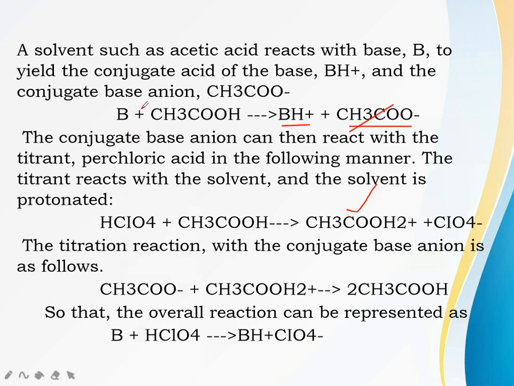Acetic acid sometimes will be reacted with the base and you will get a conjugate base anion, and some of the acetic acid is reacted with the perchloric acid to give the protonated solvent, and this protonated solvent and conjugate base anion will combine together to give acetic acid, that is, two molecules. So the overall reaction can be explained as B plus HClO4 gives BH plus ClO4 minus.